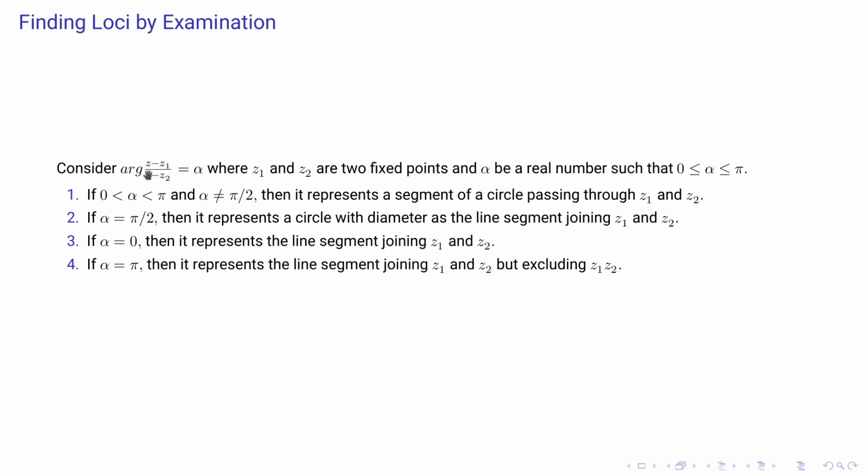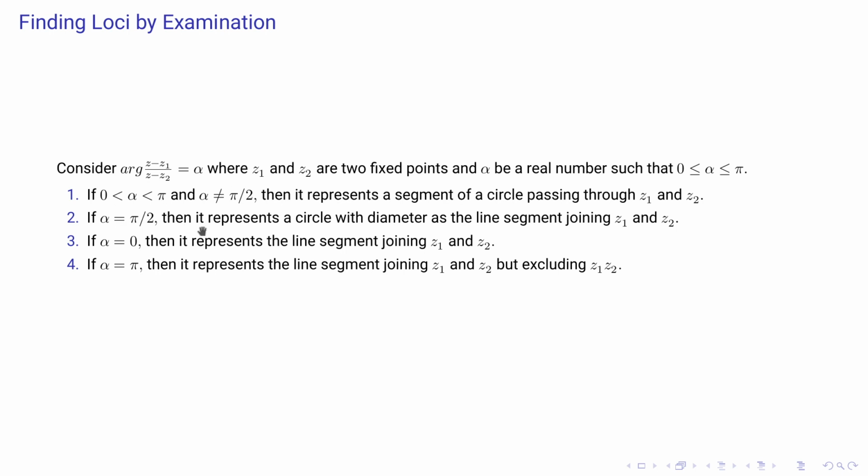Now we consider argument of (z minus z1) by (z minus z2) is equal to alpha, where z1 and z2 are two fixed points. Alpha is a real number such that it is between 0 and pi. Now if alpha is between 0 and pi and not equal to pi by 2, then it represents a segment of a circle passing through z1, z2. So you have a circle, you take a segment that will make an angle alpha over here, that is this condition.